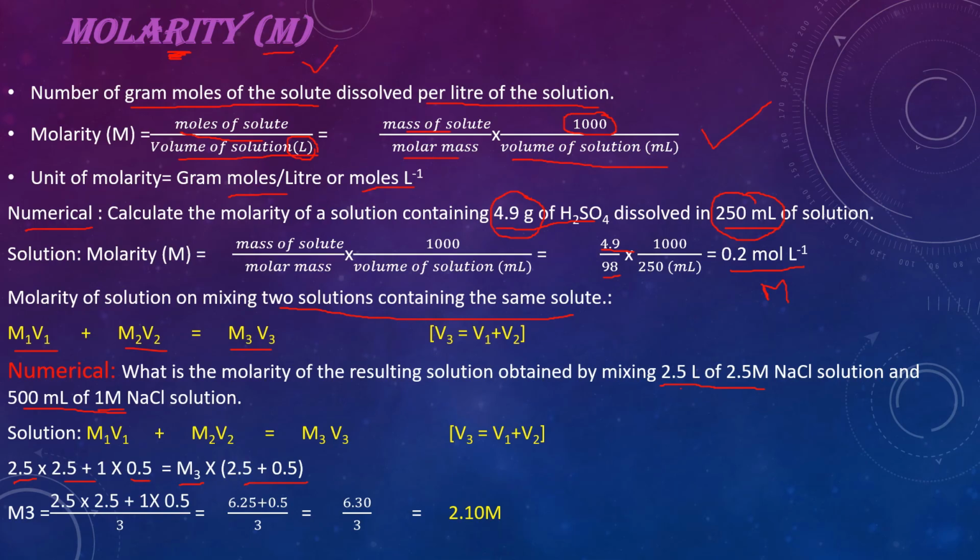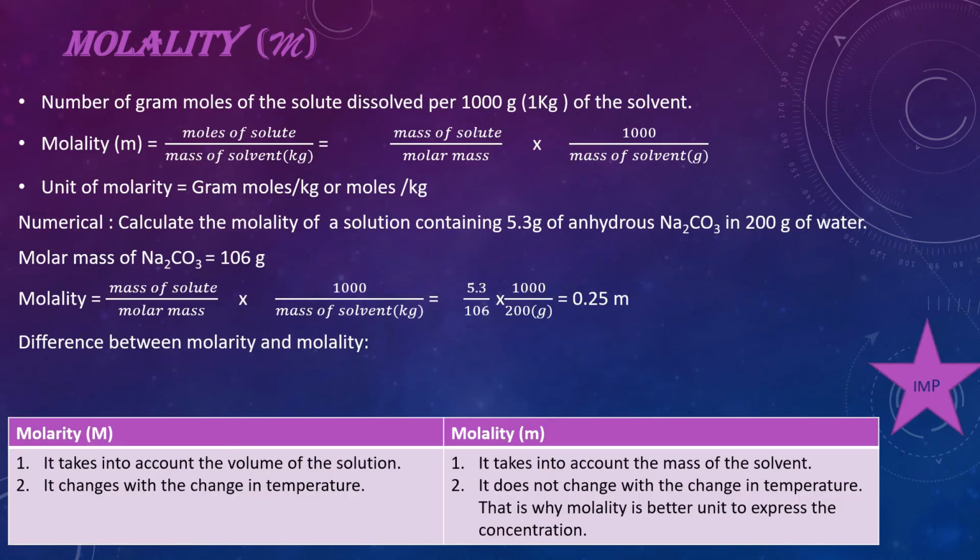So when you calculate it, M3 is equal to 2.5 into 2.5 plus 1 into 2.5 divided by 3, that is total volume. So 6.25 plus 0.5 upon 3, that is 6.30 upon 3, that is 2.10 M is the molarity of the resulting solution. Now the next term is molality.